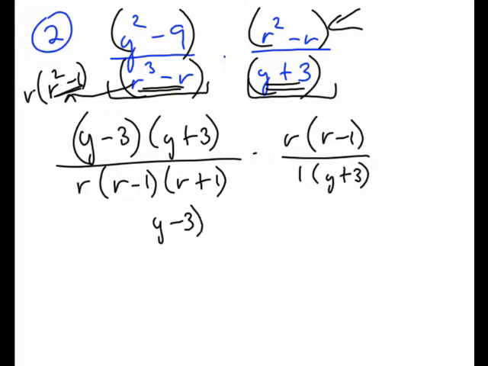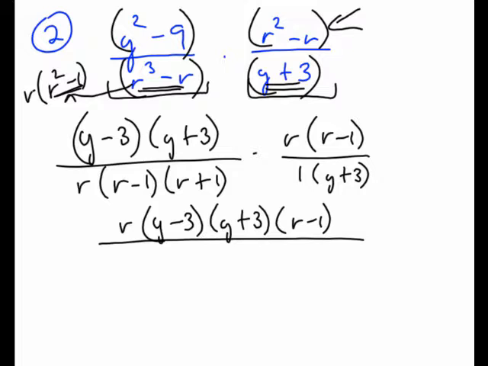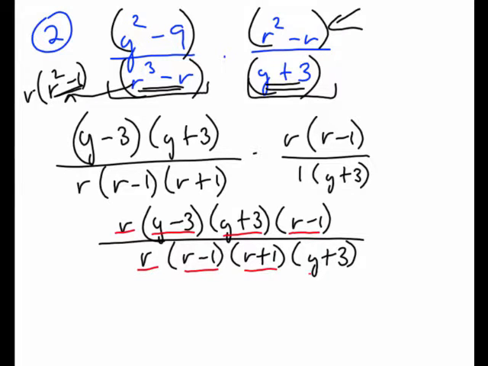So I can write, let's bring everything together. I'm just going to put that r out front so I can see it better. Divided by r times r minus 1 times r plus 1 times y plus 3. Alright, so I have 4 factors on the top. Remember, the brackets are big factors. 4 factors on the bottom. Our restrictions, by the way, are r can't be 0, or 1, or negative 1, and y can't be negative 3.